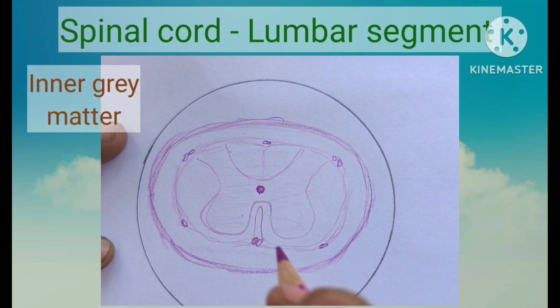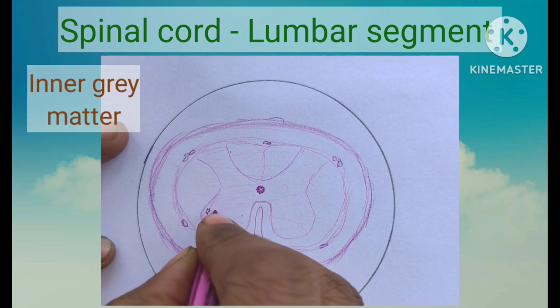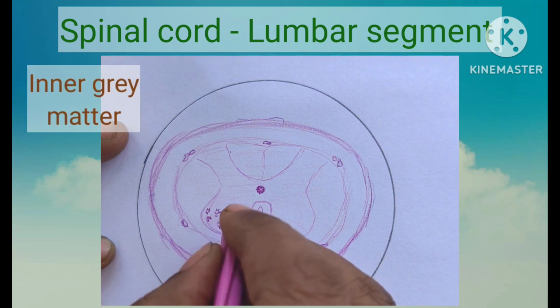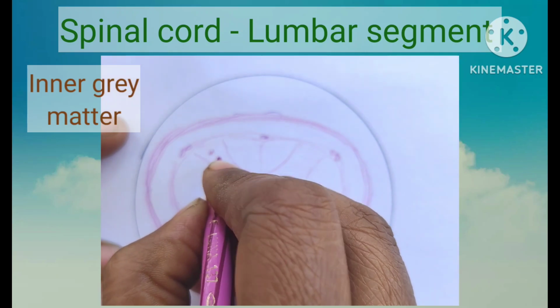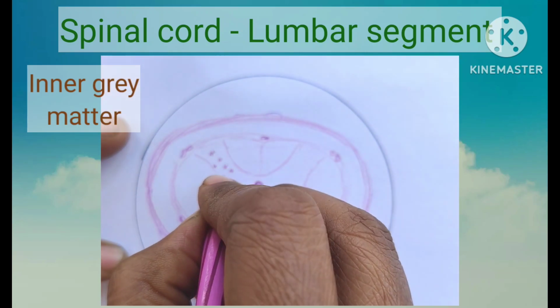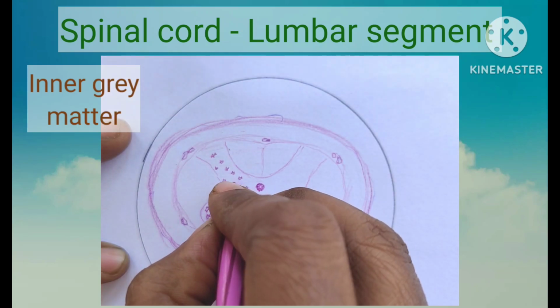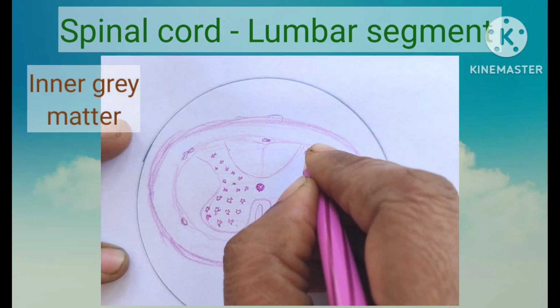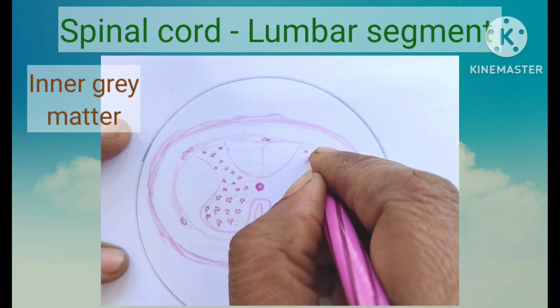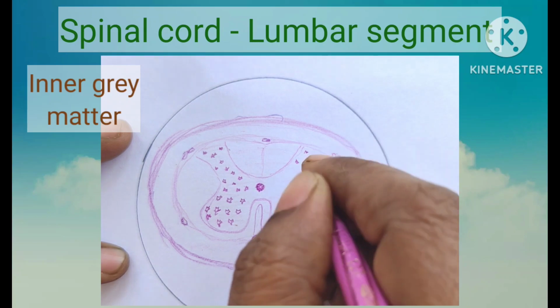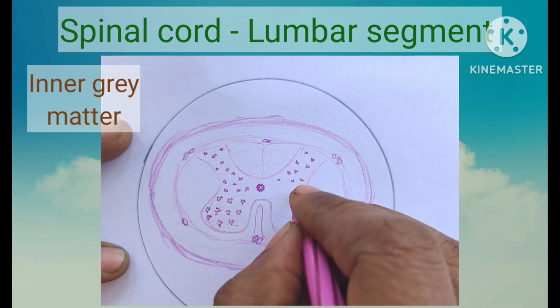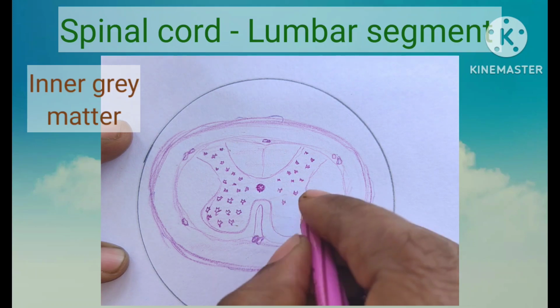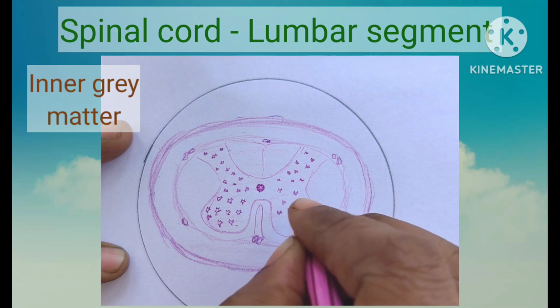Now, similarly, the gray matter, we have to fill it up. Only the shape differs, but the content, they're all multipolar neurons only. Keep the bigger multipolar neurons in the ventral horn, and in the dorsal horn, keep the small multipolar neurons. Size differs. Keep the nuclei in the center of the neuron, nuclei for all the multipolar neurons, and also some nuclei representing the neuroglial cells and some blood vessels.